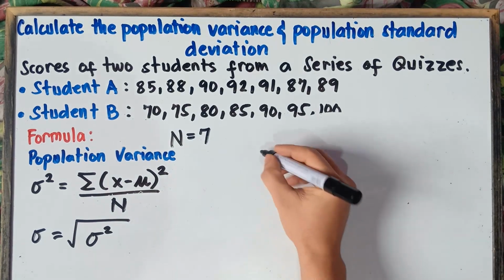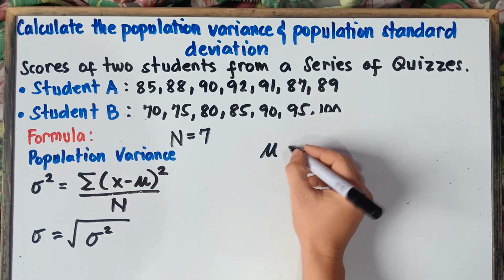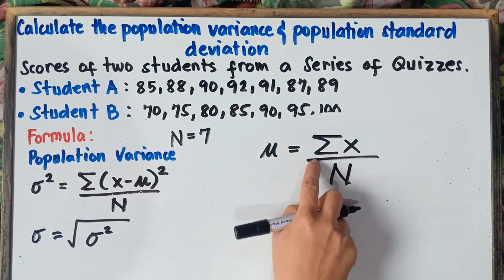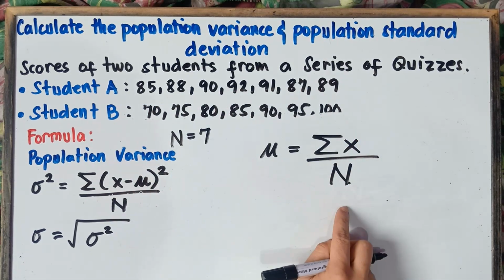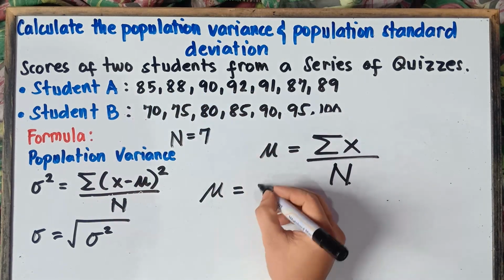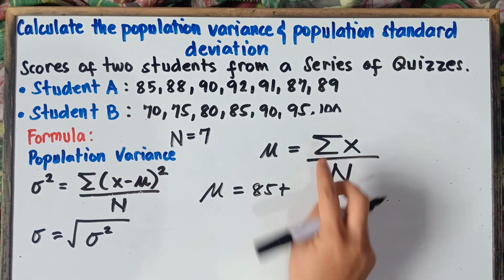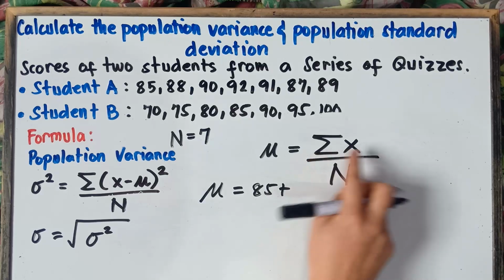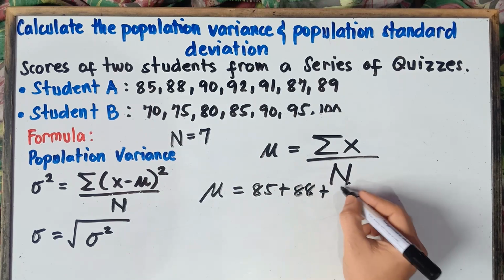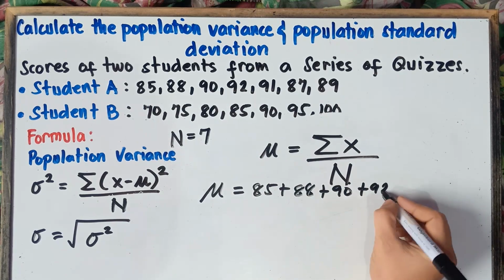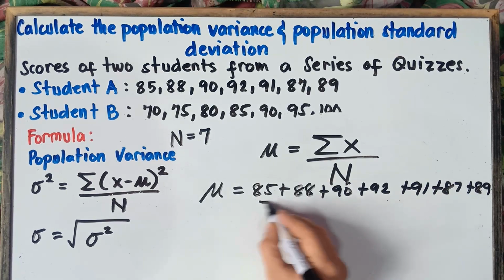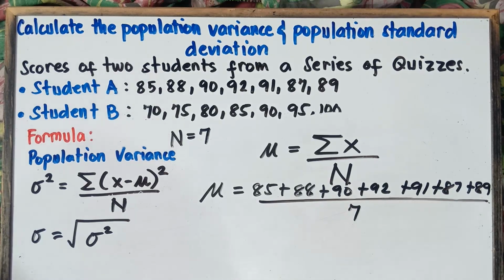The population mean is equal to the summation of x divided by n, so the sum of the samples divided by the total number of samples. So simply add the samples: 85 plus 88 plus 90 plus 92 plus 91 plus 87 plus 89, divided by the total number of samples, that would be 7.